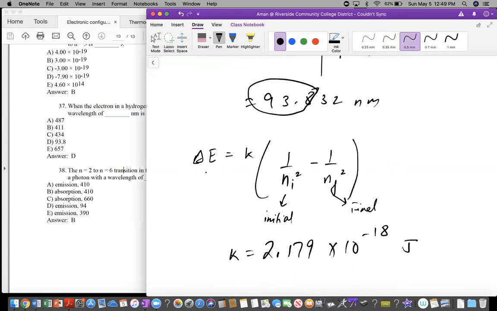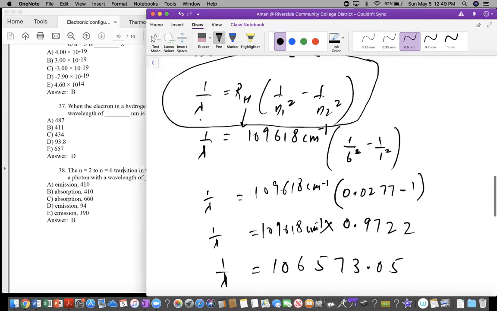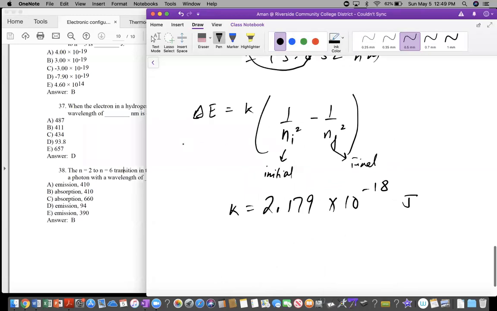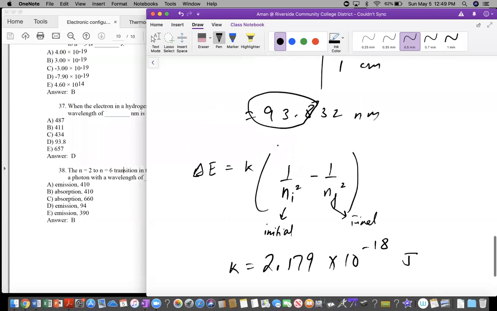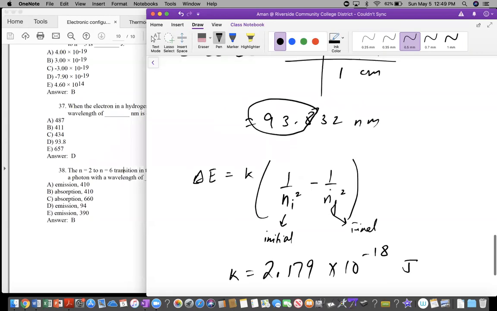The 2 different things that you're finding here: over here, you're finding energy, and over here, you're finding lambda. That's what you've got to remember. If the question is looking for lambda, you use this. For delta E, you use this. And then you've got to remember that Ni is initial, Nf is final.